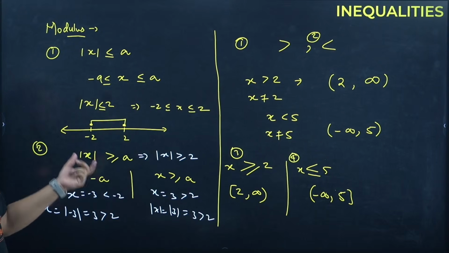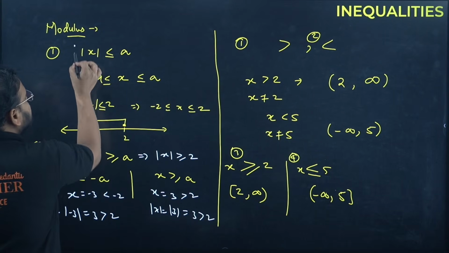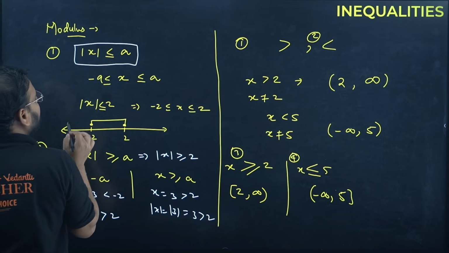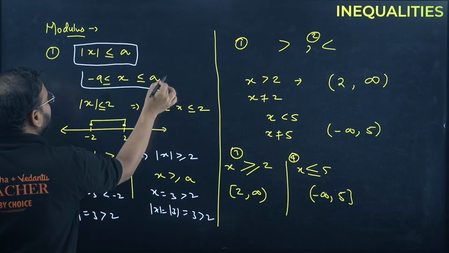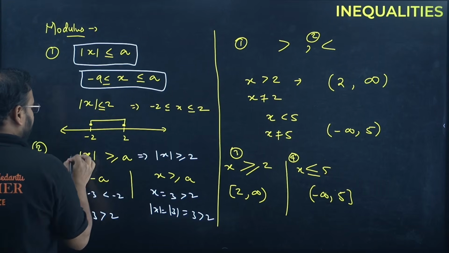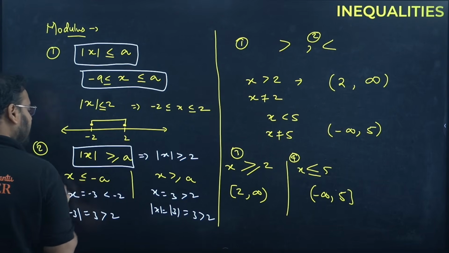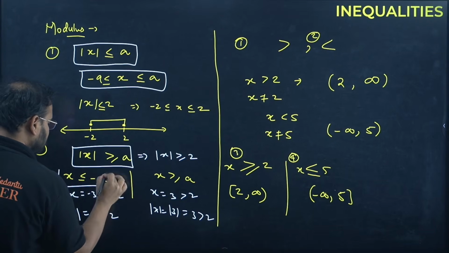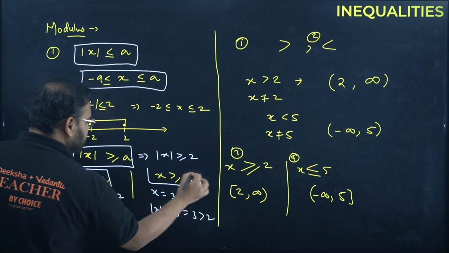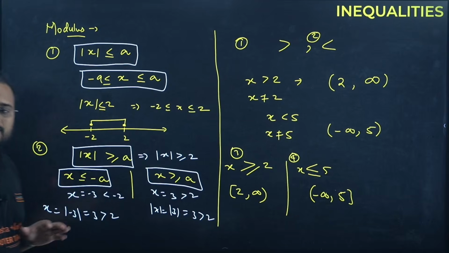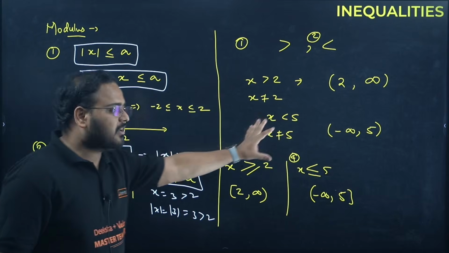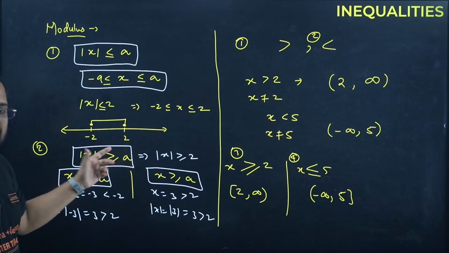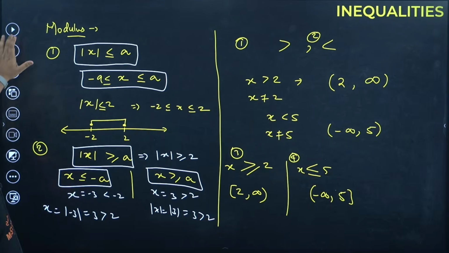So you're going to end up with two things. If you have mod of x less than or equal to a, you can open the modulus like this. If you have mod of x greater than a, you'll open the modulus like this. That's my conclusion. I hope it makes sense. Okay, very, very important. So these are the 4 inequalities and how the modulus works in case of inequality, I have taken over here.